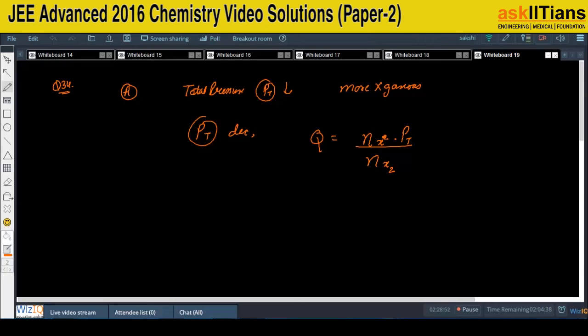So this was the number of moles of X whole square divided by the number of moles of X2, into, again let's say, N total, into Q. So this will be less than Kp, the reaction will move in the forward direction, and hence we can say option A will be the correct option for this particular question.